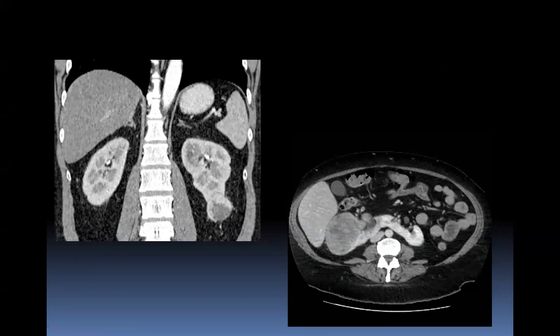Because in the third category, you'll just have thick septa inside. So any enhancement inside a kidney would make it category 4.